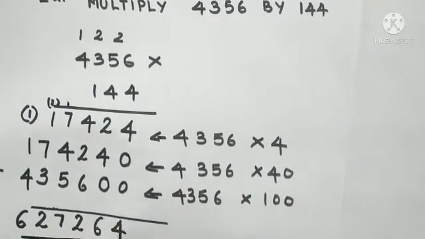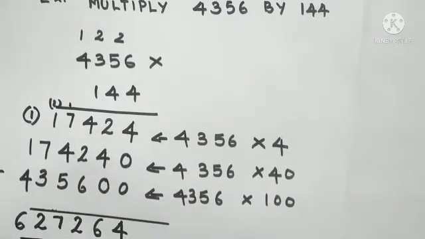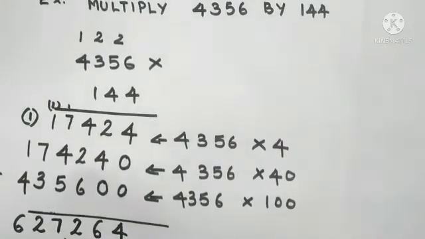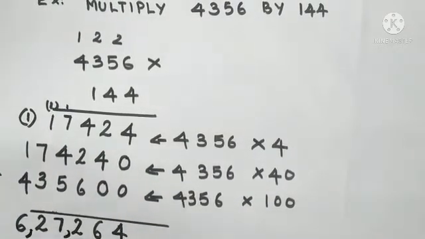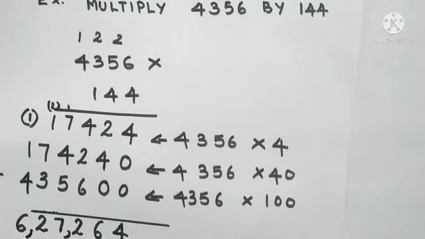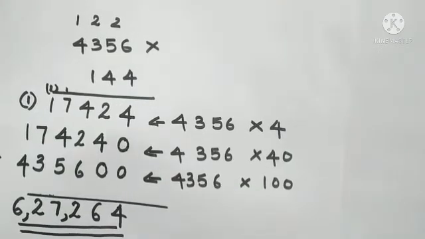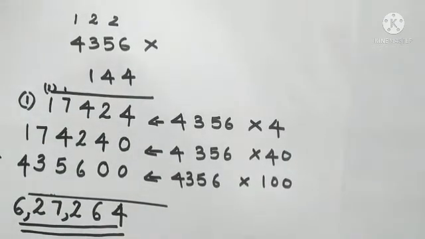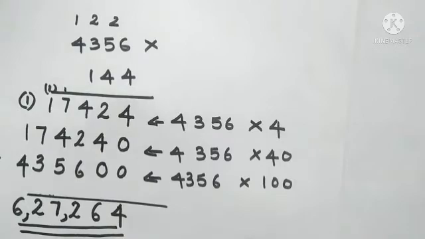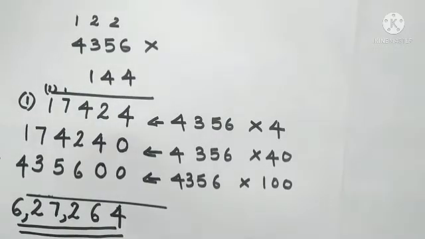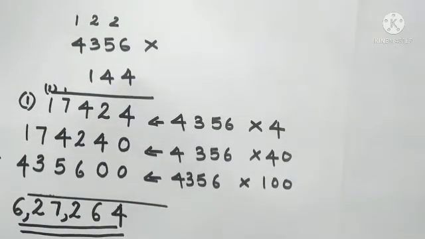So, we got the answer here. Which is the number? This one. Here, 3, 2. 6,27,264 is the product. 6,27,264. So you understood the method how to multiply a large number with a 3-digit number.